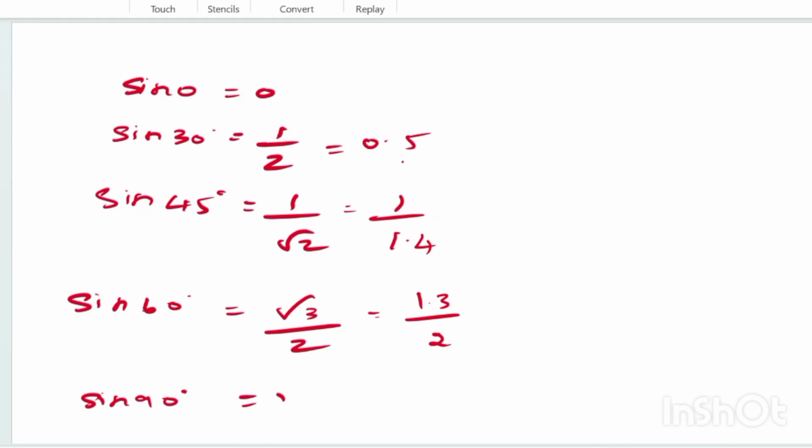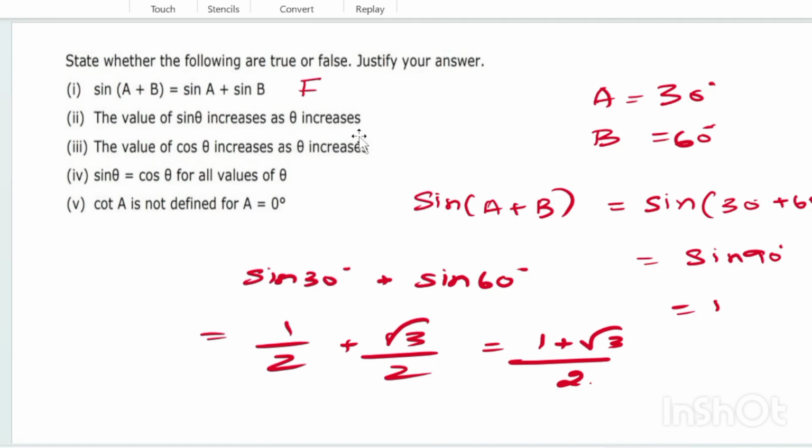So the values seem to be increasing, right? This also you'll be getting something less than 1 only. Here also you'll be getting something less than 1 only, around 0.7 or 0.8. So we can see here the value is increasing from 0 to 1. The statement given is that the value of sin theta increases as theta increases. As we are increasing the angle theta like 0, 30, 45, 60, the value of sin theta is also increasing, right? So the statement is true.